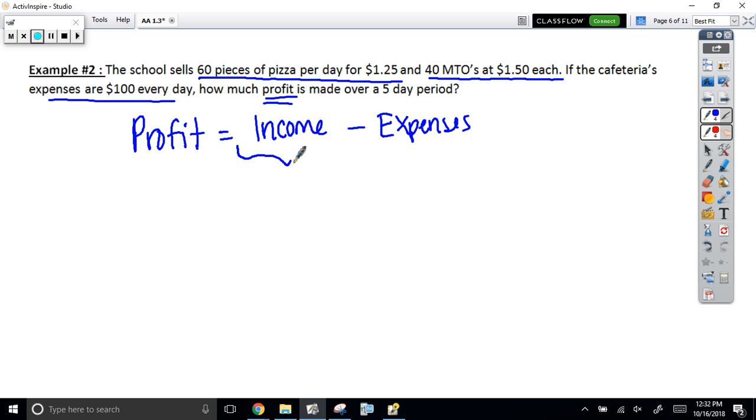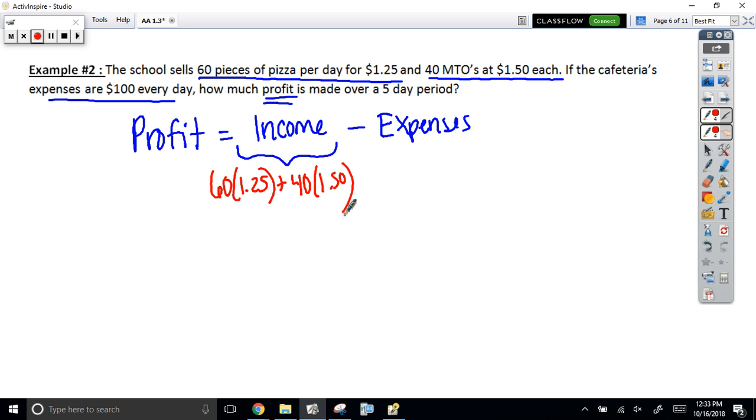So how will I find the income? How much money that they're earning every day based on the numbers that I see there? Good. We have 60 pieces of pizza and they're $1.25 each. We're going to multiply those. Do the same thing with your MTOs. We'll add those together. Made to order. Like a sub that you can choose what you want on it. Like sheets. MTO. So we can run that calculation, just multiply and add. You can type that whole thing in your calculator.